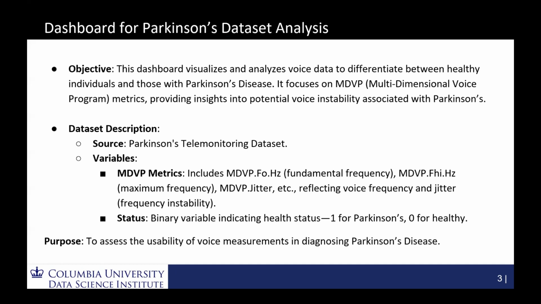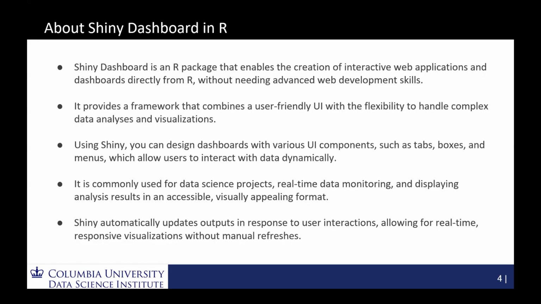Today we'll be talking about a dashboard using the Parkinson's dataset. This dashboard will help us visualize and analyze various voice data so that we can differentiate between healthy individuals and those with Parkinson's disease. It will also focus on various MDVP metrics, which can provide insights into potential voice instability, which is associated with Parkinson's. The dataset was chosen from the Parkinson's telemonitoring dataset. It has various variables for MDVP metrics and also the target variable, which indicates 1 for Parkinson's and 0 for a healthy person.